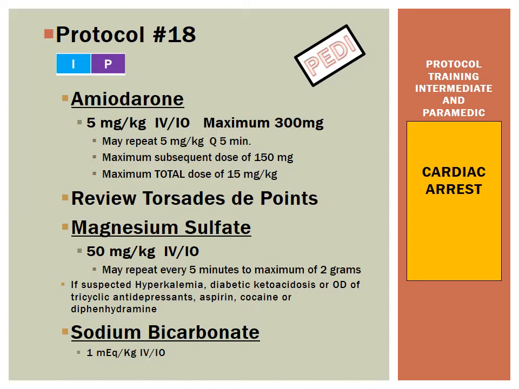And also, to reverse torsades de pointes in our pediatric patients is mag sulfate, and the dose is 50 milligrams per kilogram IV-IO, and you may repeat every 5 minutes to a maximum of 2 grams. If suspected hyperkalemia, diabetic ketoacidosis, or overdose of tricyclic antidepressants, aspirin, cocaine, or diphenhydramine, we want to administer sodium bicarbonate, 1 milliequivalent per kilogram IV-IO.